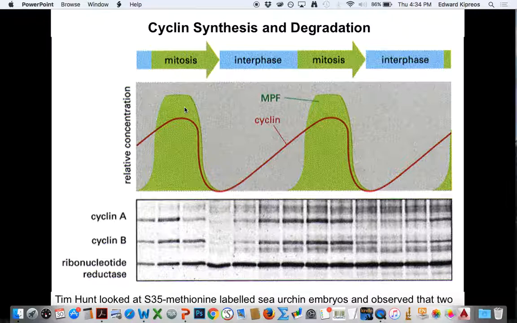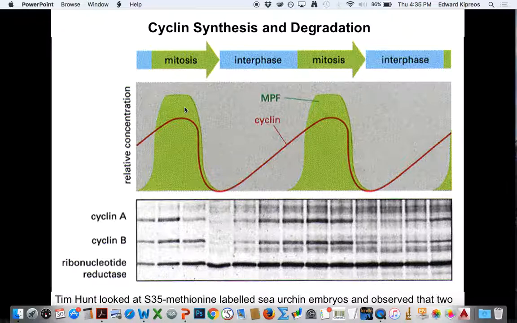Tim Hunt is able to take a spoonful of oocytes. He's able to take a spoonful of sperm. He can mix them together, and he's going to get instant fertilization. Okay, why is that important? Because he needs synchronous mitosis. So he needs them to fertilize at the same time and then go through this synchronously.